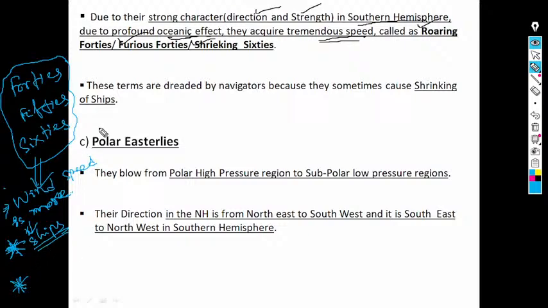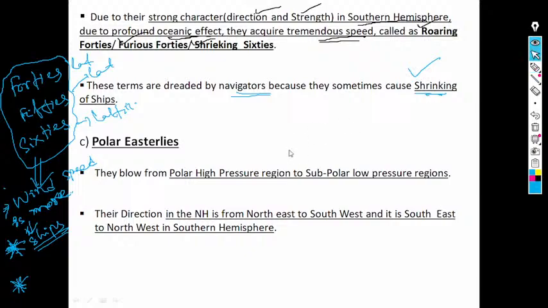Same thing, it has some latitude. This is 40 degree latitude, this is 50 degree latitude, and this is your 60 degree latitude. So generally it gives harm to the ships or cargo vessels. These storms are dreaded by the navigators because they sometimes cause shrinking of the ships. Ships would shrink.